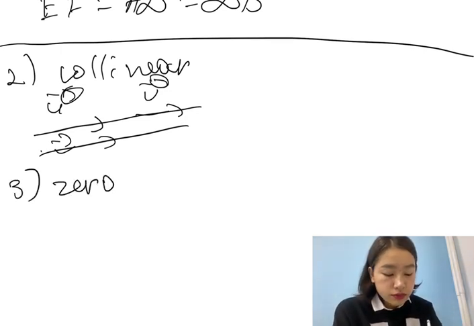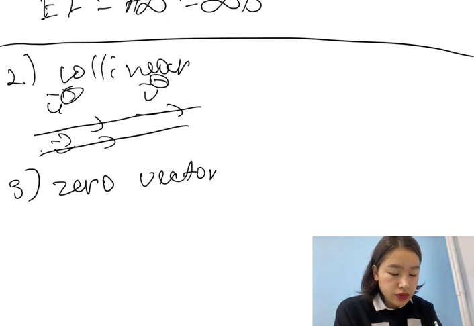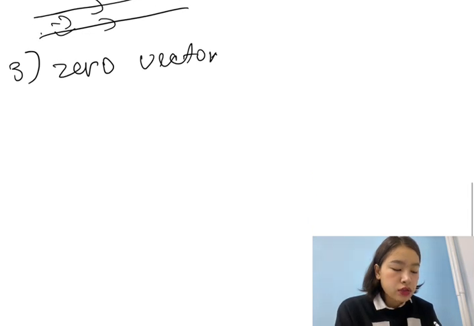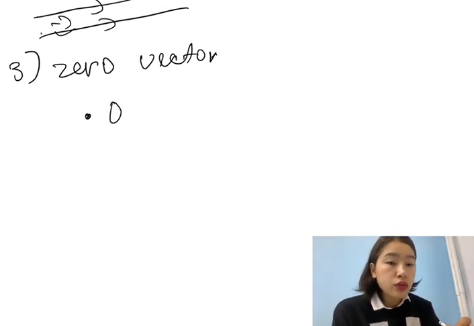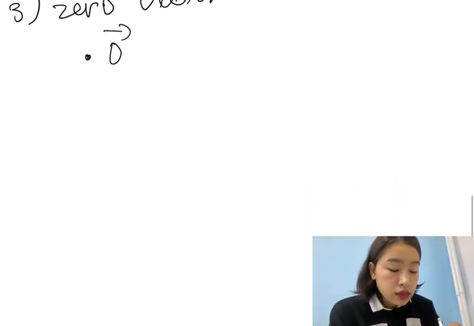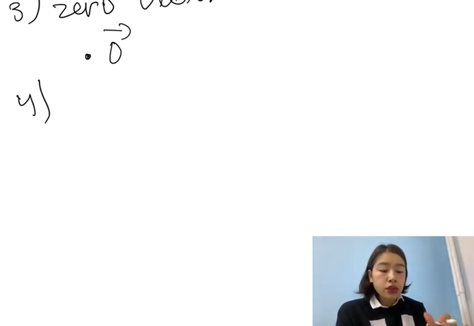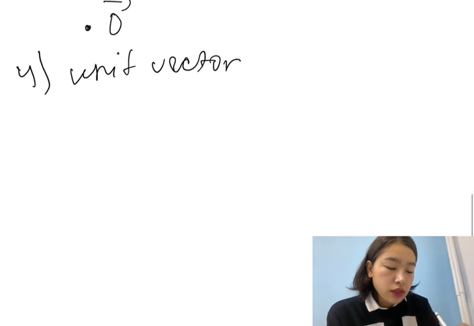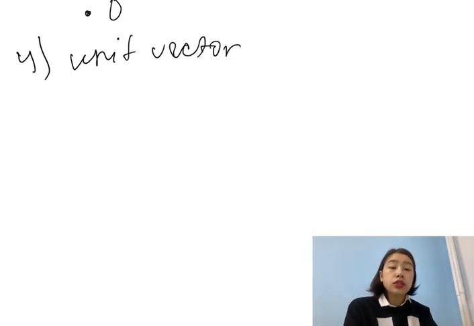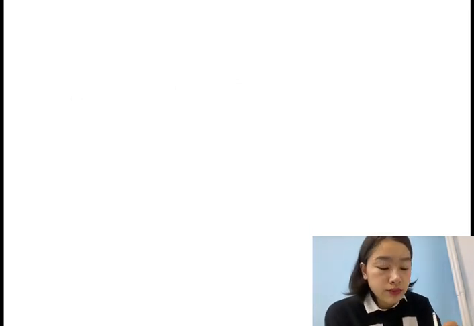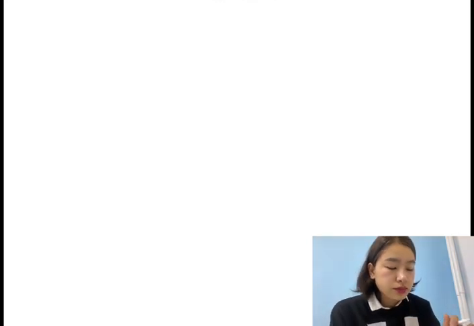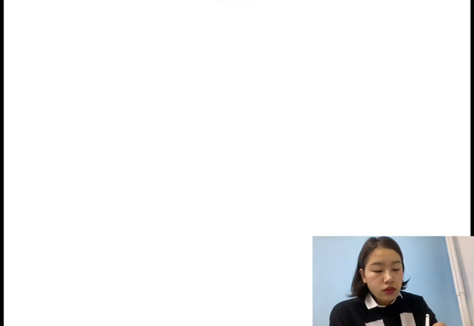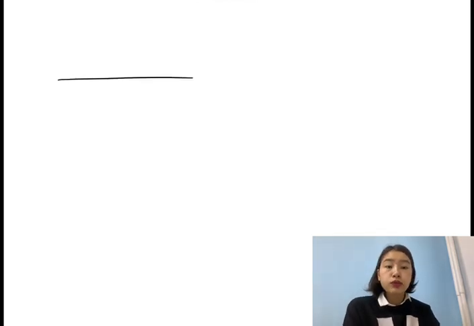The third one is called zero vector. Zero vector, just the vector without any shape and length, just the point. And it will be written as 0 with an arrow on the top. And the fourth one will be the unit vector. Unit vector. What is it? The unit vector is the vector which is equal to 1. For example, a vector is equal to 1. That's all with the definition.